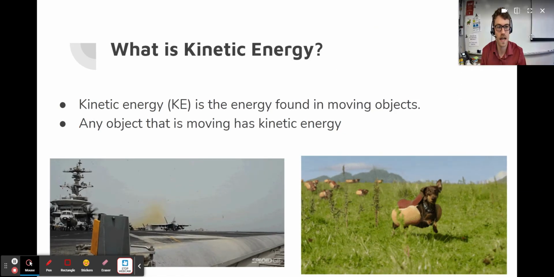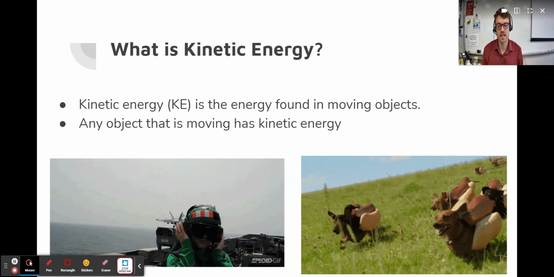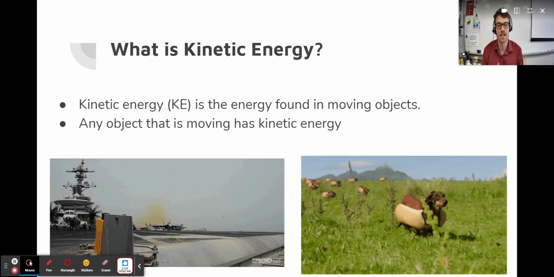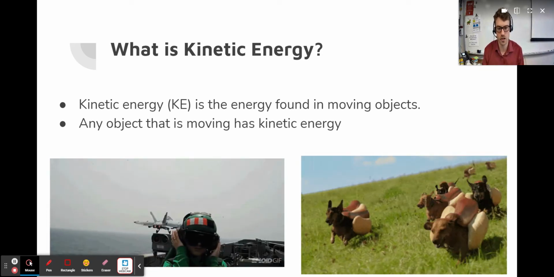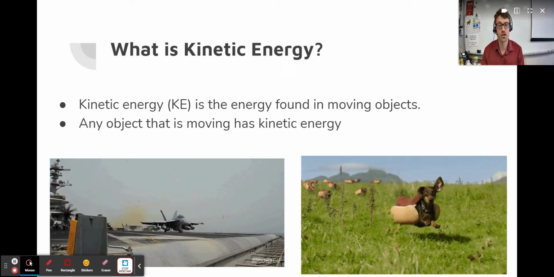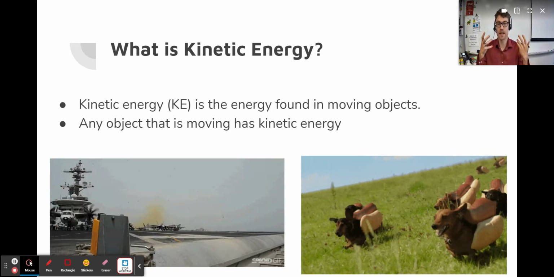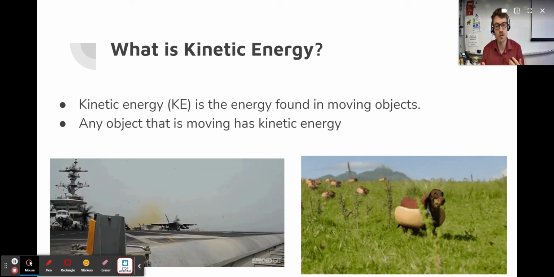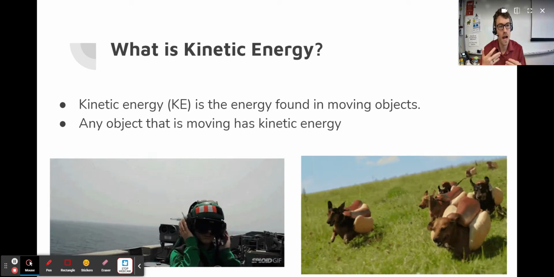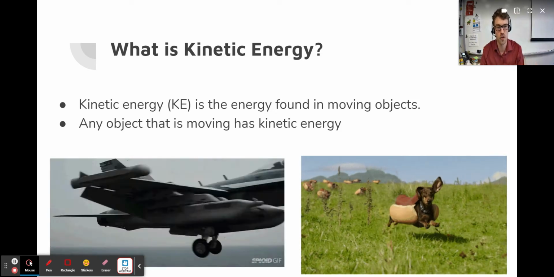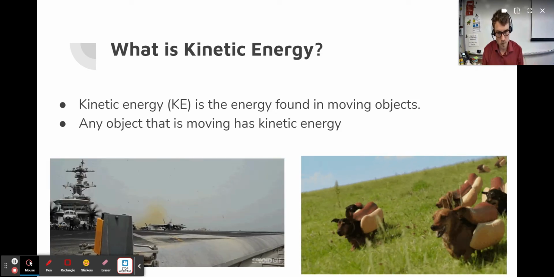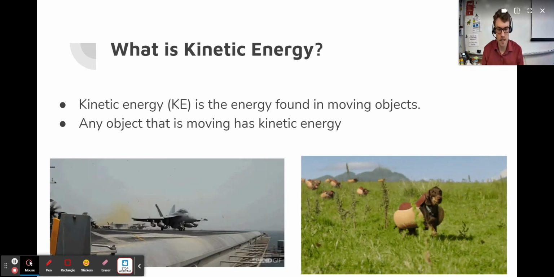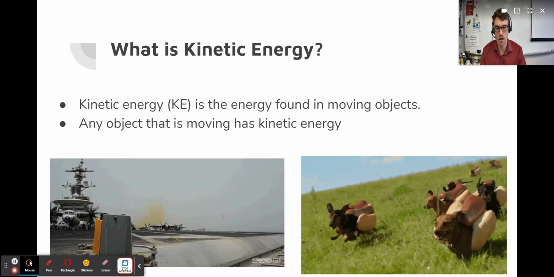So what is kinetic energy? Well, kinetic energy is the energy found in moving objects. Any object that is moving has kinetic energy. We've been talking about motion a lot this year. We've talked about how we can describe motion: speed, velocity, acceleration. We've talked about why things move, because a force is done on them. And we've talked about when things move because of a force, work is being done. All of those things have kinetic energy because they are all objects that are moving.